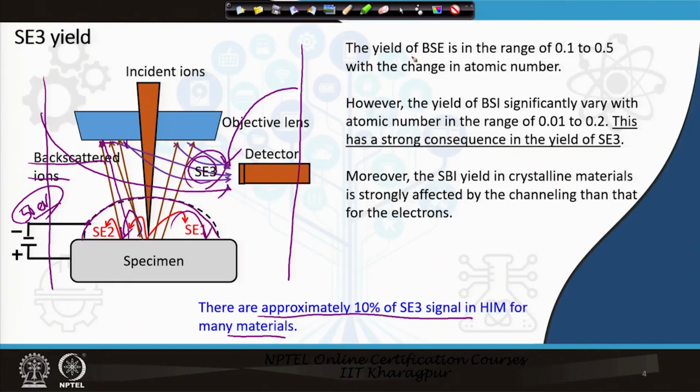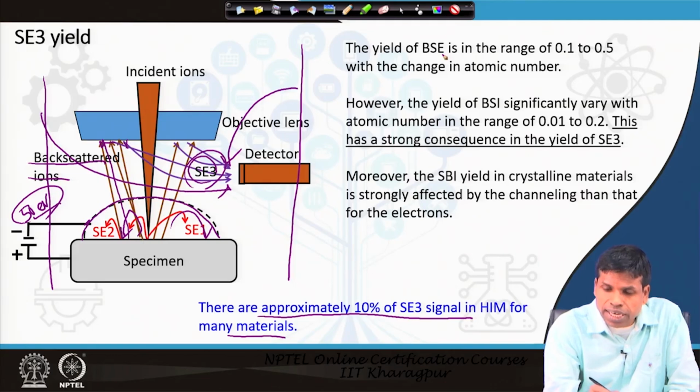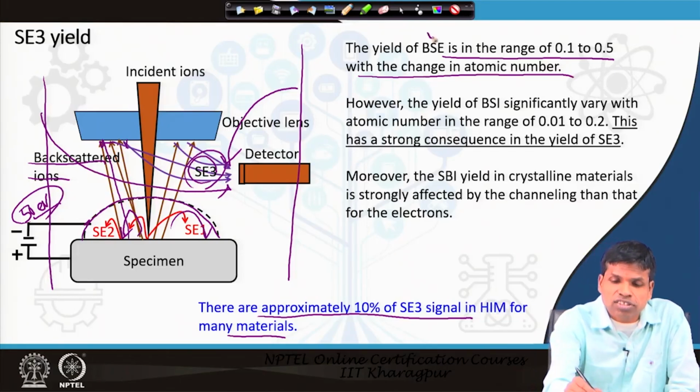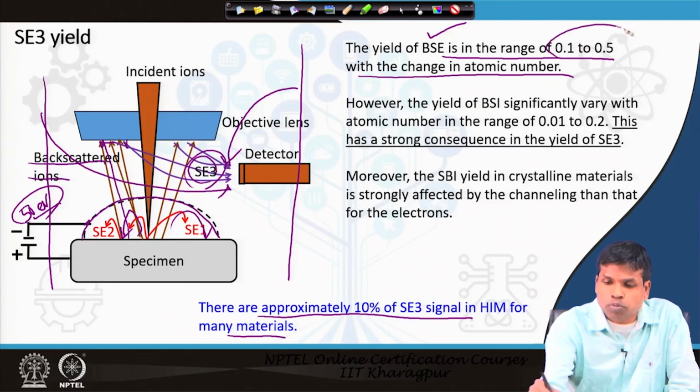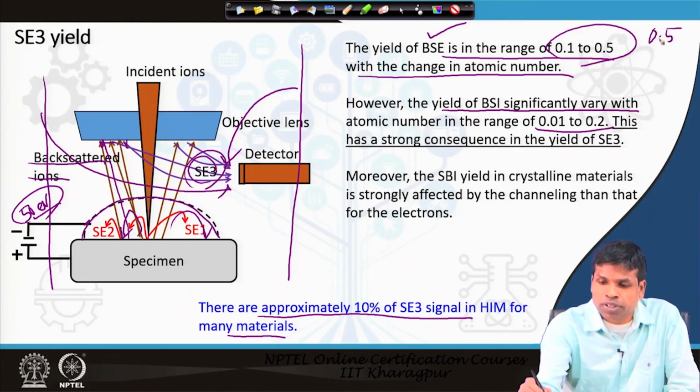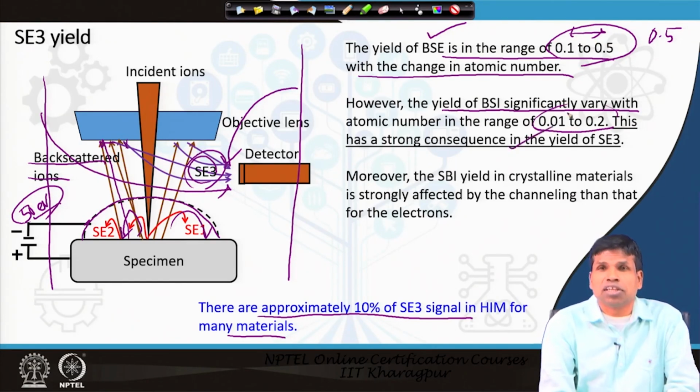Second thing is that the yield of the backscattered electrons is in the range of 0.1 to 0.5 with the change of atomic number. As the atomic number increases, backscattered electron yield also increases, but it is in the range of 0.1 to 0.5. On the other hand, the yield of backscattered ions significantly varies with the atomic number, in the range of 0.01 to 0.02. If we take a ratio, the ratio of this to this will be much smaller compared to here. It is varying over quite a wide range, and this has a strong consequence on the SE3 image.